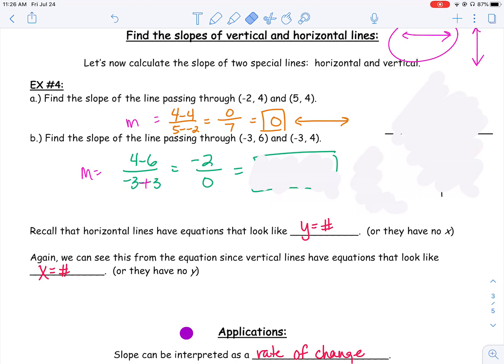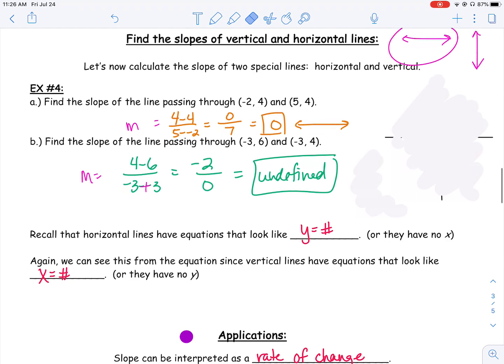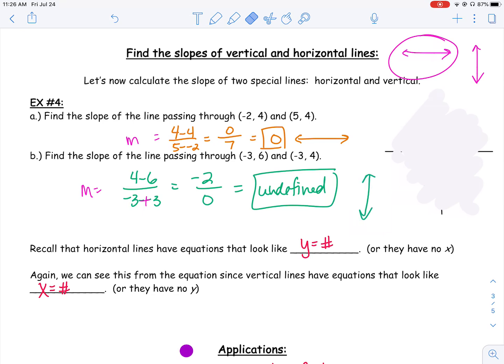Well, what is -2 divided by 0? Well, remember, we can't divide by 0. When 0 is under the line, it's undefined. So we're going to say that we have an undefined slope. We're not going to say no slope because we do have a slope. It's just undefined. But what do you think that looks like then? If positive slope goes up and negative slope goes down and a 0 slope is horizontal, what do you think an undefined slope is? Well, yeah, it's vertical.